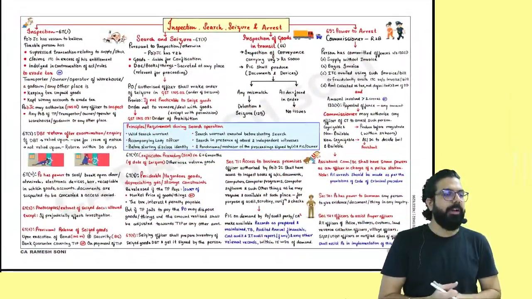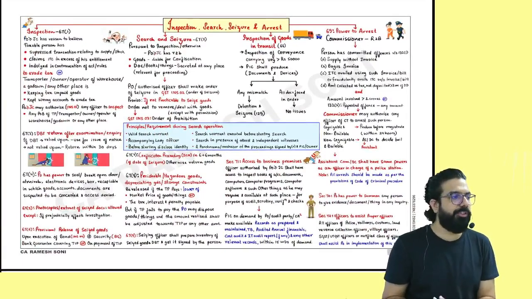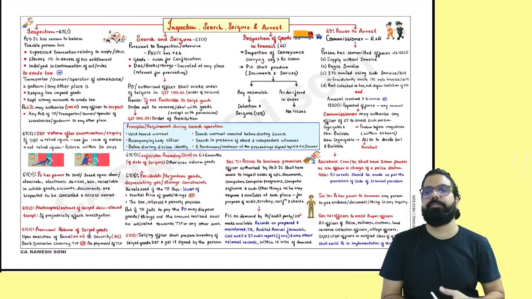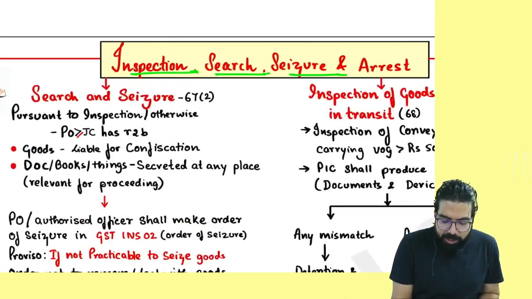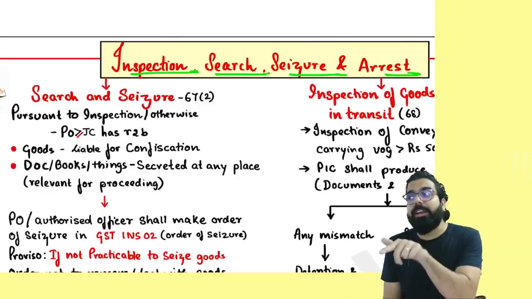Please come to the next chapter. Inspection, search, seizure and arrest. Sir, where does the chapter linking come?